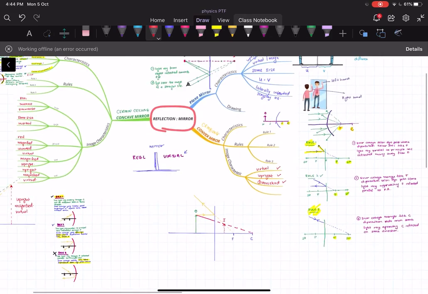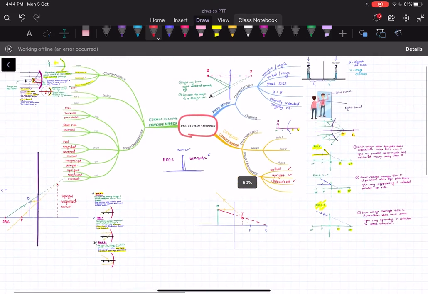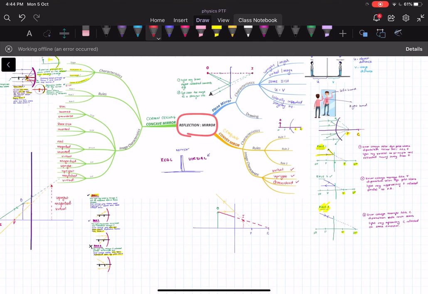Therefore, we have already covered everything that we need to know about the plane mirror, concave mirror and convex mirror. I'll see you in the next lesson, which will go into refraction. See you all.